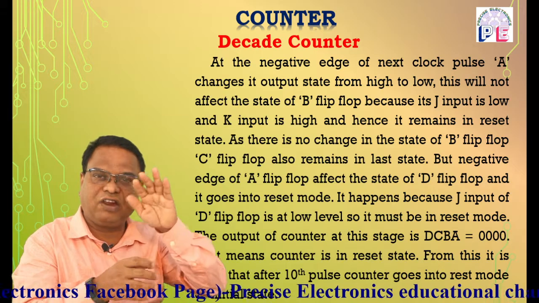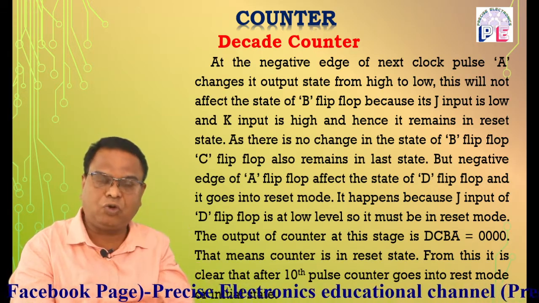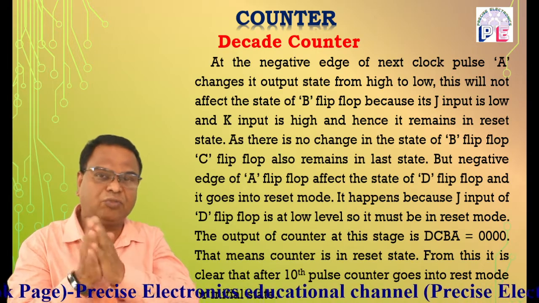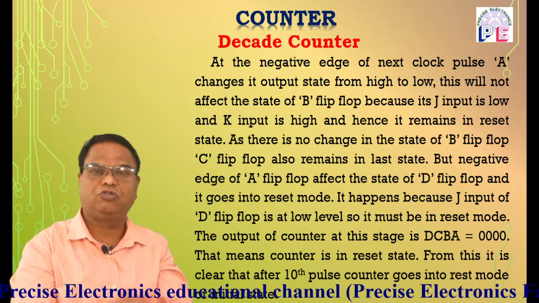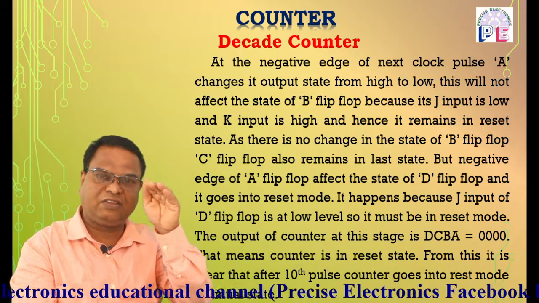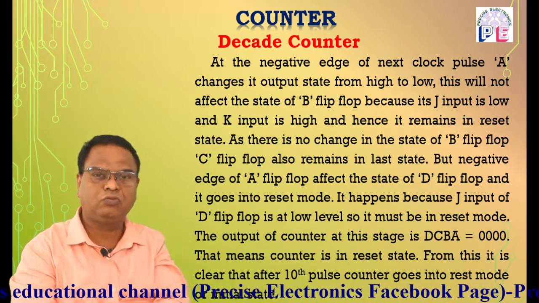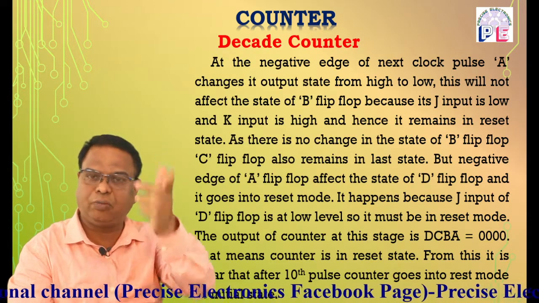Because the last flip-flop, the D flip-flop, is in set mode. What is the output at the negative edge of the 9th clock pulse? It is 1001. So D is equal to 1. So obviously D complement goes to low level. As D complement is low, the J input of the second flip-flop is also low. And the K input of the second flip-flop is connected to the plus VCC.